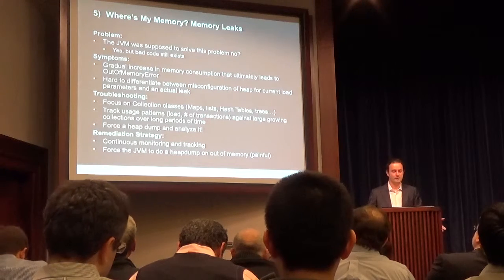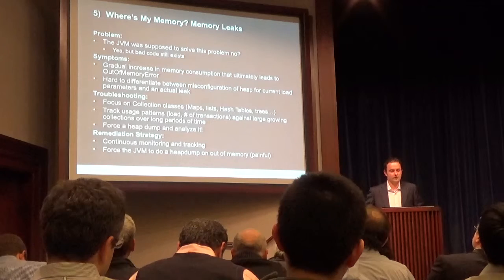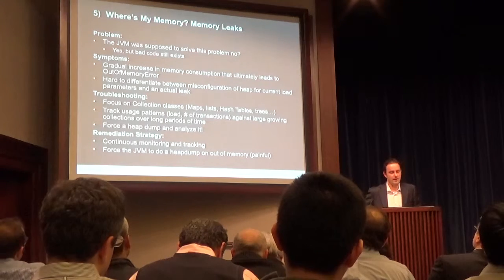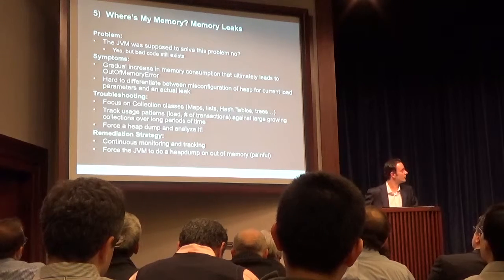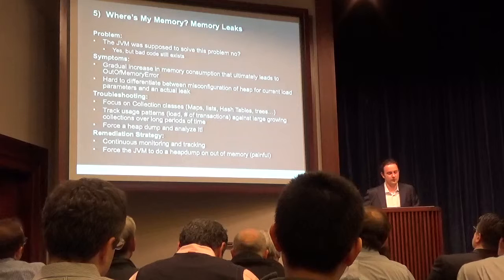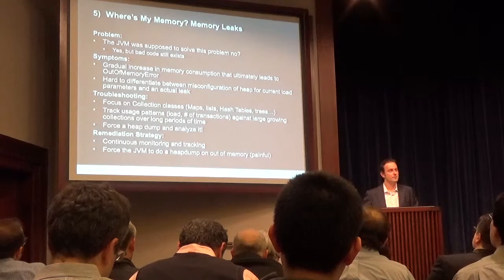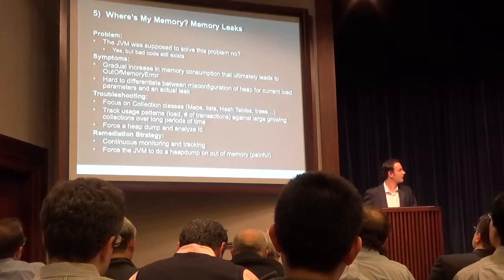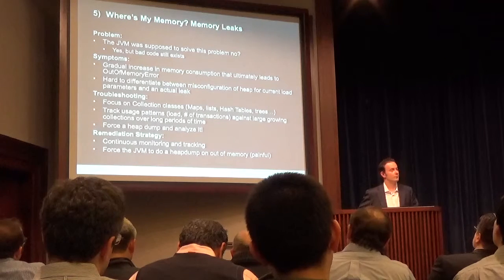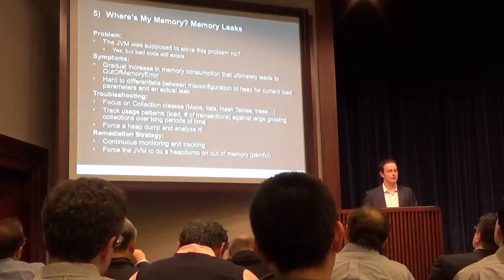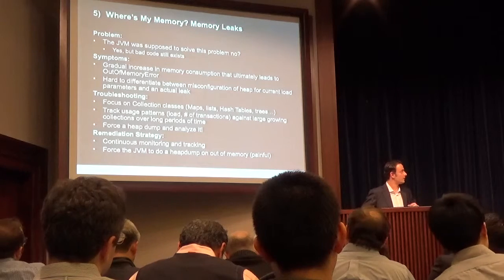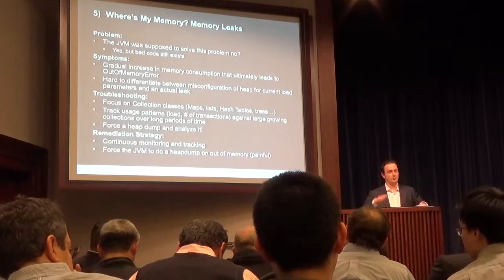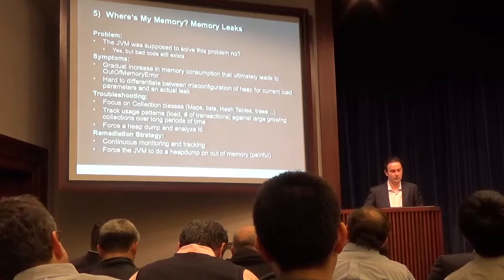The symptoms are pretty straightforward. You gradually increase the memory, and you run out of memory. But like I said, it's hard to differentiate between real load and all that. So for that, you really need to start focusing your attention on different collection classes. Start tracking if there's object thrashing. Look at your maps, lists, hash tables, trees. Just see if there's an increase in utilization over time that doesn't get cleaned up. And then obviously use other parameters like load, number of users using your application, and other things to map them against each other and see if there's really a real problem there.